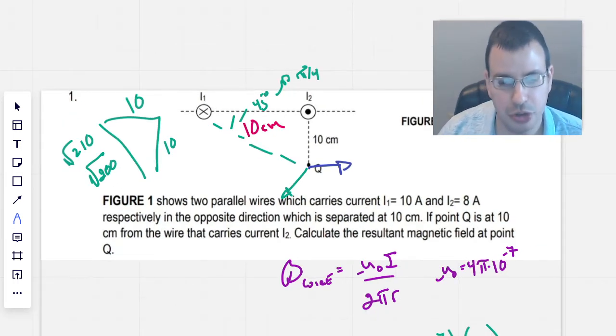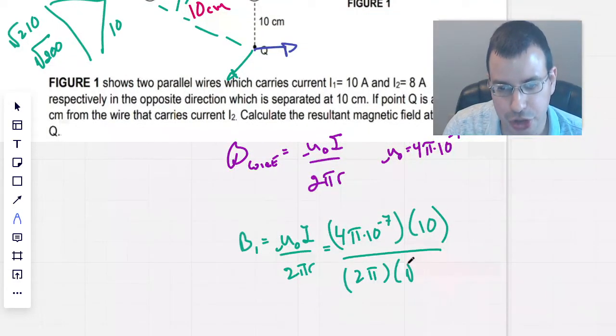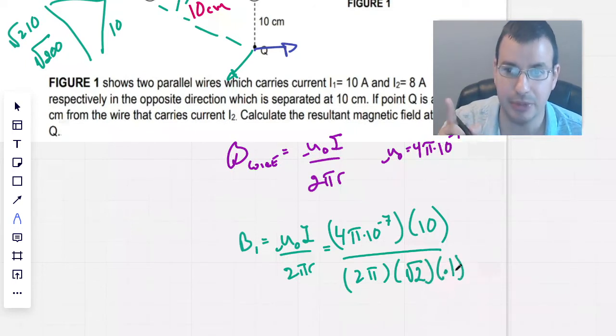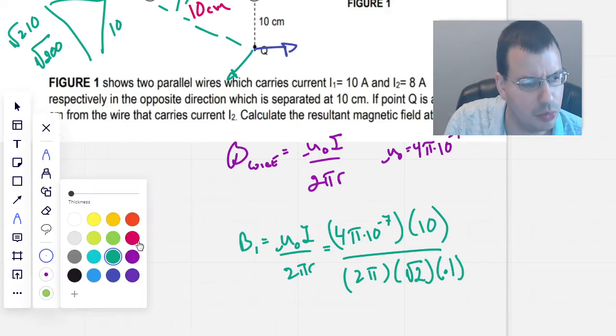So 2 times the square root of 10 is a little bit more than 2 centimeters. But I'm going to call it square root of 2 times 0.1, because 10 centimeters is 0.1 meters. Okay, I'm reasonably happy with that.